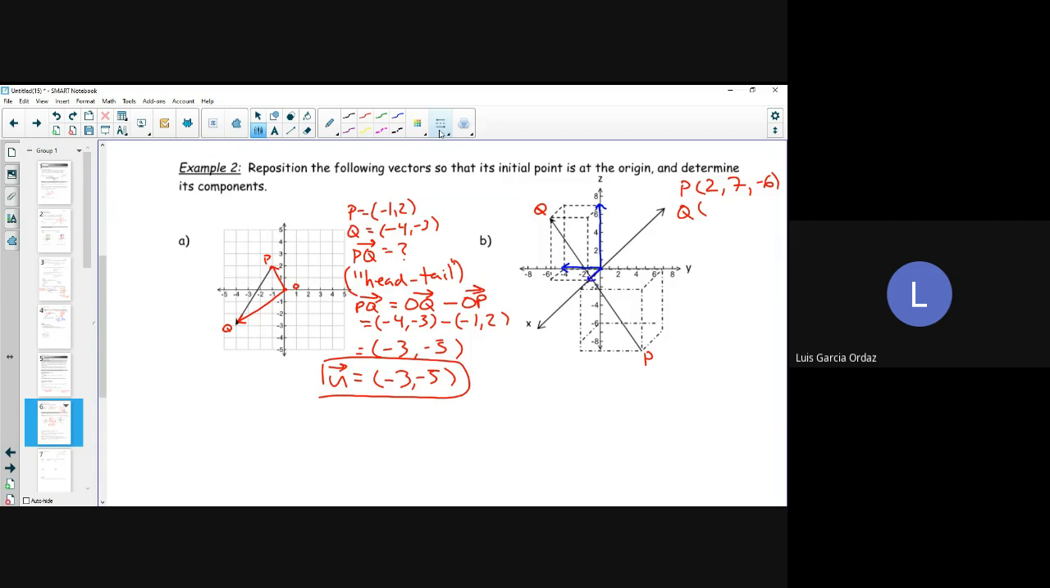So who can tell me what Q is going to be? Let's see if you guys can figure this one out.